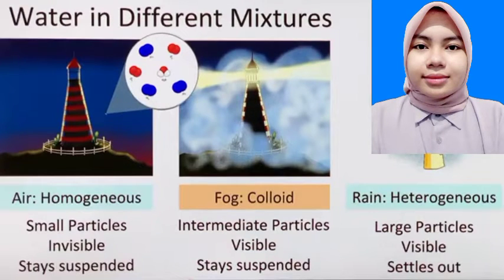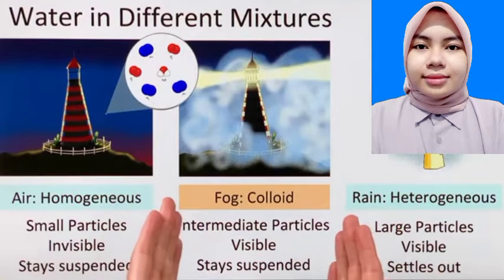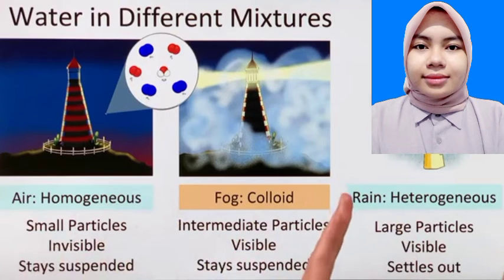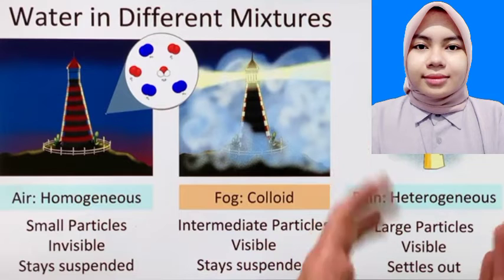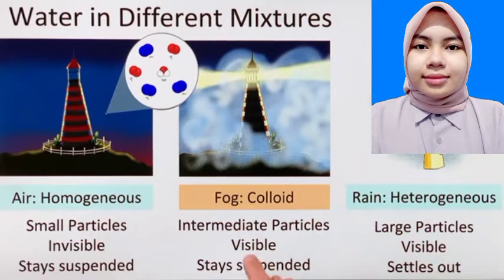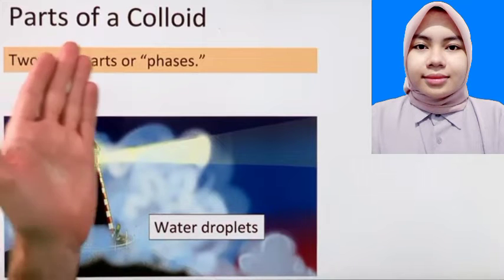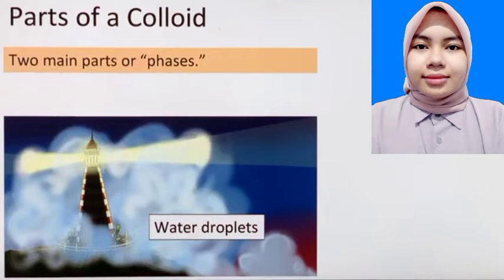So that is what we mean when we say that a colloid falls between a homogeneous mixture and a heterogeneous mixture. The particles have a size that is in between, or intermediate. Like a homogeneous mixture, fog stays suspended. It doesn't settle out. But like a heterogeneous mixture, the particles are visible. You can see them.